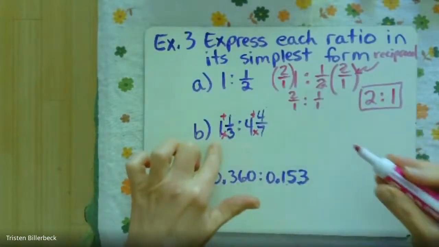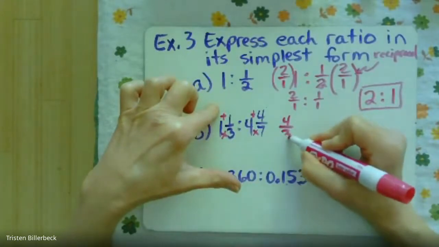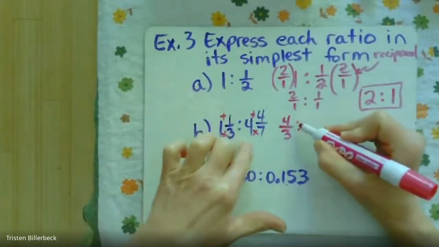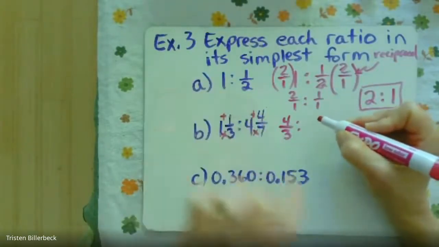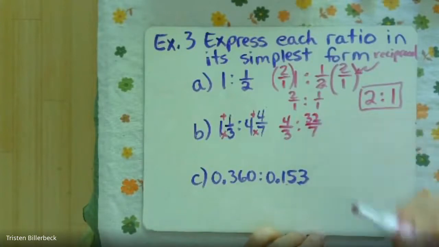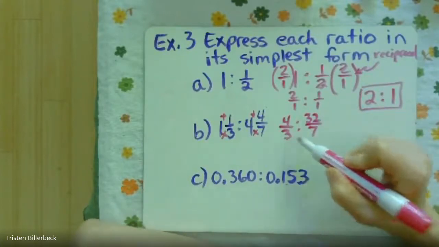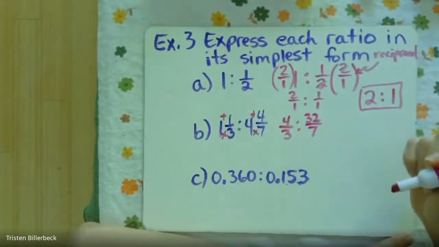So 3 times 1 is 3, plus 1 is 4. So we have 4 over 3, 2, and then 4 times 7 is 28, plus 4 is 32 over 7. So we have a 3 and a 7 on the bottom. So 3 times 7 is 21.